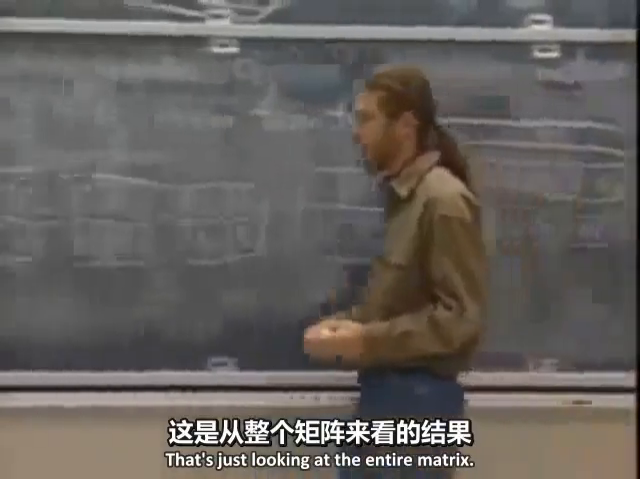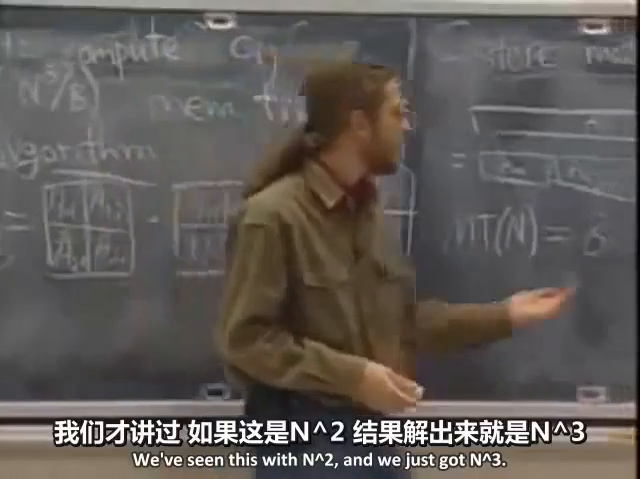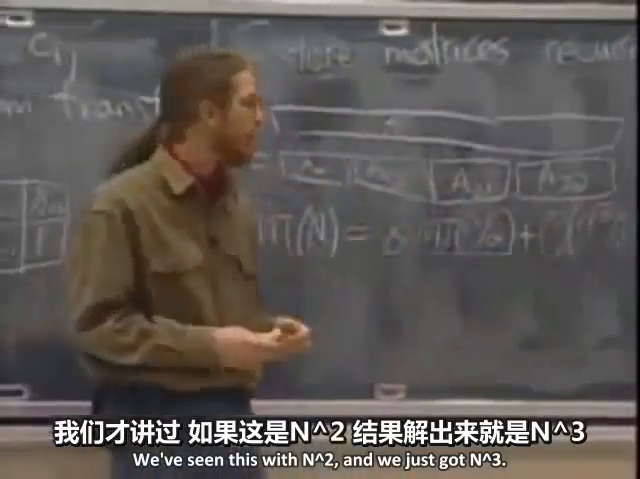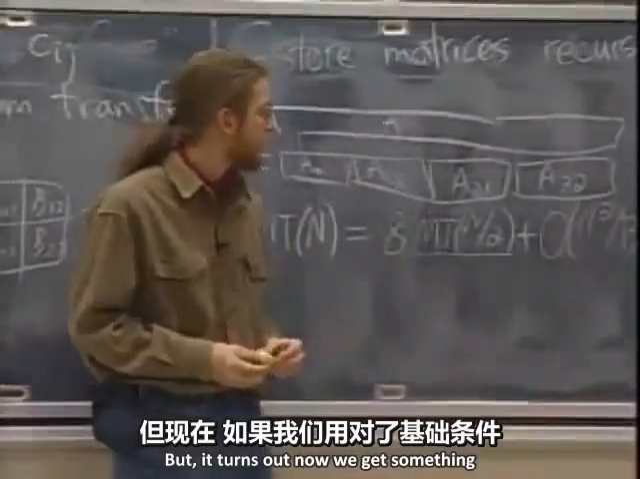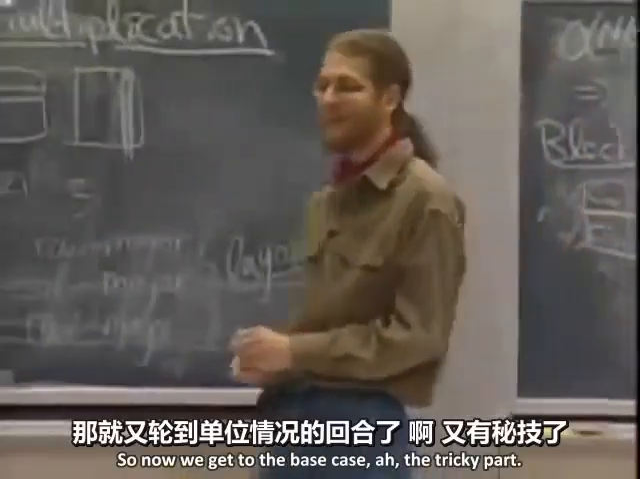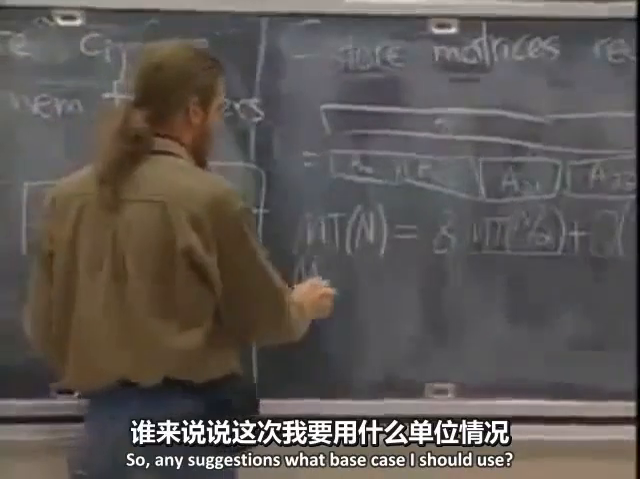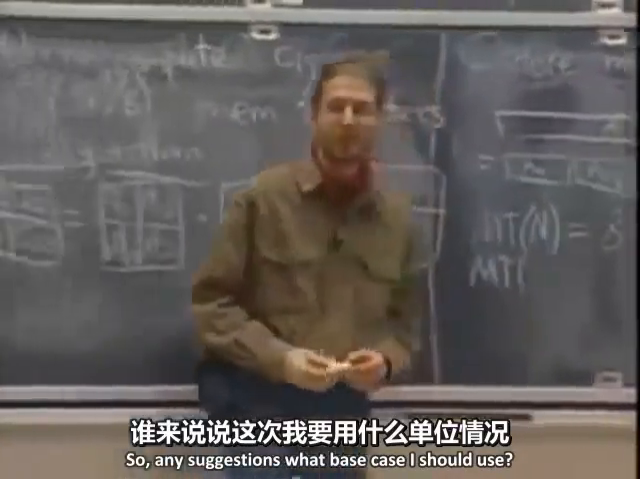That's just looking at the entire matrix. So there we go. Another recurrence. We've seen this with n squared, and we just got n cubed. But turns out now we get something cooler if we use the right base case. So now we get to the base case, the tricky part. So any suggestions what base case I should use?